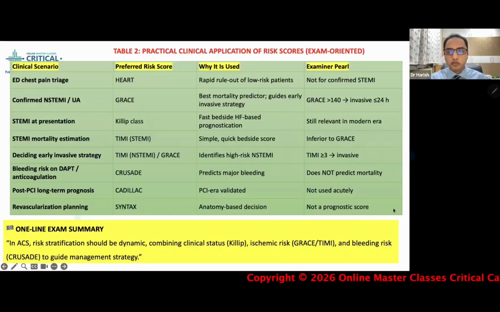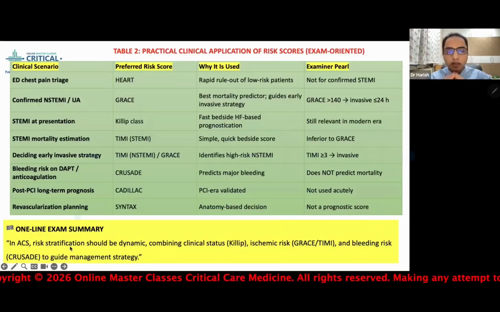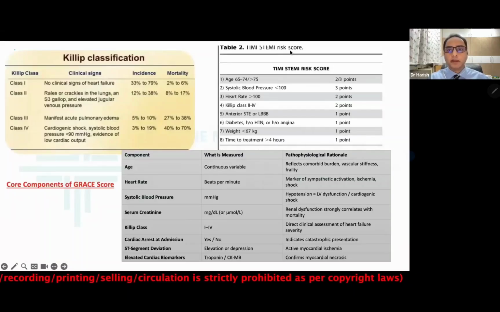So you can just go through this table for summarization. In acute coronary syndrome, risk stratification should be dynamic, combining clinical status using Killip classification, ischemic risk using either GRACE or TIMI, and bleeding risk using CRUSADE. At least these three or four you should remember to guide the management strategy. Again, this slide shows the Killip classification, TIMI STEMI risk, and the GRACE score. You can just go through these for your viva purpose.